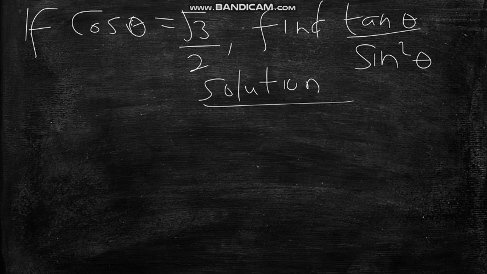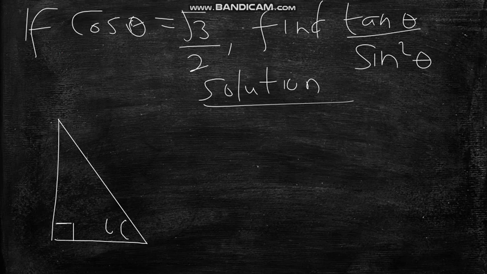So to do this, we'll draw a right angle triangle. That angle here, we'll call it theta. If we call it theta, this side becomes our opposite from our previous video. Just in case you don't know that, you can go and check it out. Then this side is our hypotenuse and this is our adjacent.